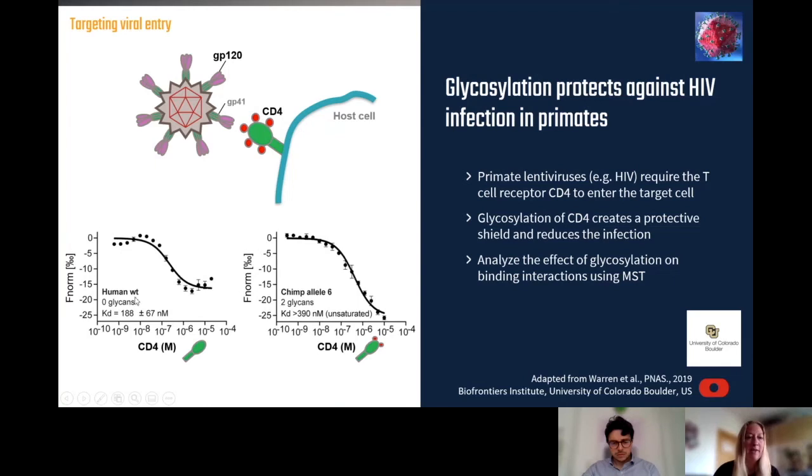On the left panel here, the researchers show binding between GP120 and the human CD4, which is non-glycosylated, and they found a strong affinity. So it bound strongly. On the right panel, they used CD4 from chimpanzees, which is doubly glycosylated, and there they saw a reduction of the affinity. Thus, in addition to a reduction in the binding, they also saw a reduction in the infection.